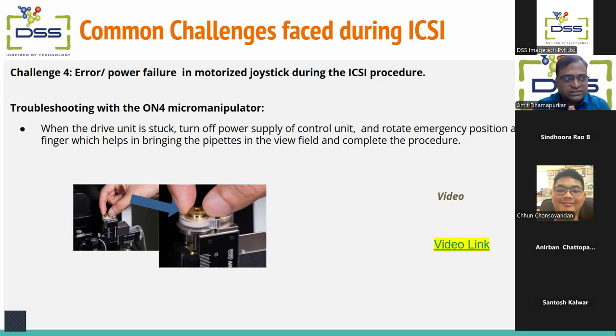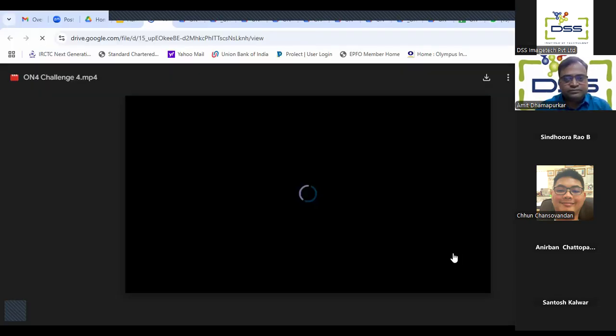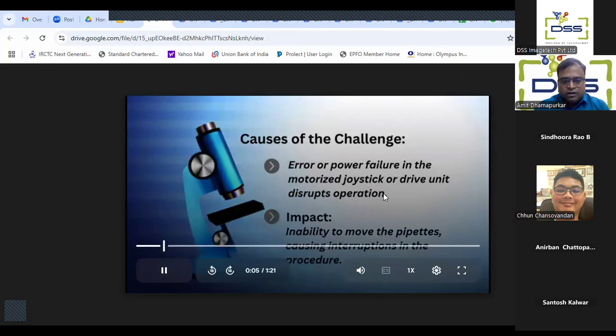It is not the case that because the system is motorized, we cannot do anything when there is a power failure. No, our system can work even when a power failure happens. That is the beauty of this system. Let me show you the video link of how it actually works. Pillar in motorized joystick during the ICSI procedure.